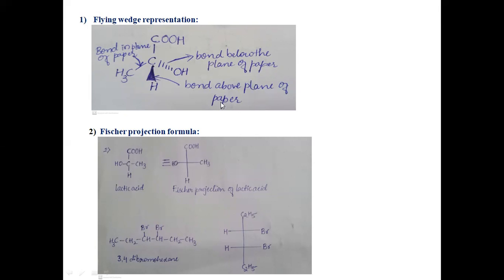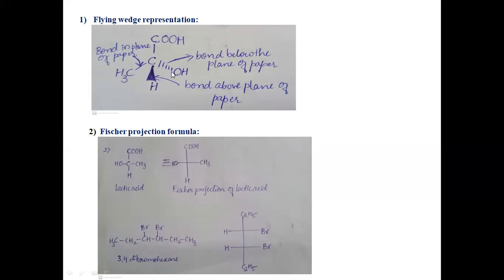That is, a bond projecting towards the observer. We can say this bond is projecting towards the observer, in the sense towards the viewer, towards us. It is pointing towards the viewer and it is present above the plane of the paper. That is, a solid wedge is nothing but a bond which is present above the plane of the paper, or we can say it is a bond towards the viewer or towards the observer.